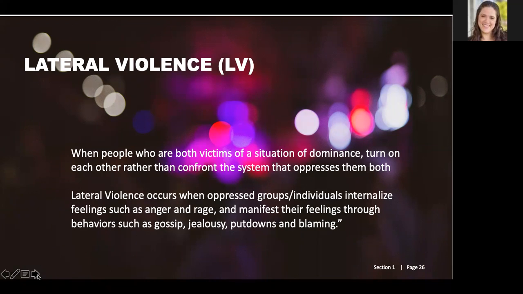We know that some tribes were pitted against one another, genders, even within the context of family members. Darker Indians did not fare as well as lighter skinned Indians. And so we come back to our communities without having had any way of protecting ourselves from being removed. So we begin to blame one another, and it's perpetuated today. And I love this definition that lateral violence occurs when oppressed groups or individuals internalize those feelings of anger and manifest their feelings through behaviors such as gossip, jealousy, or put downs or blaming.